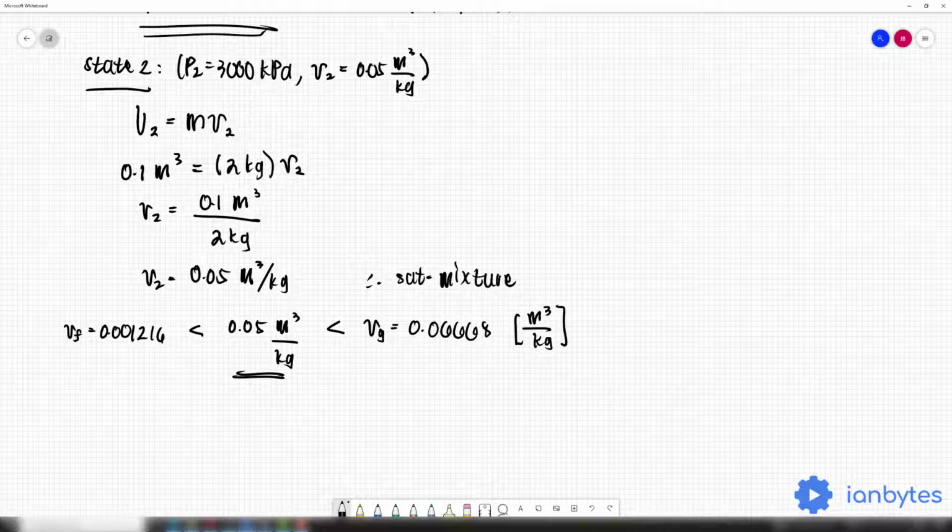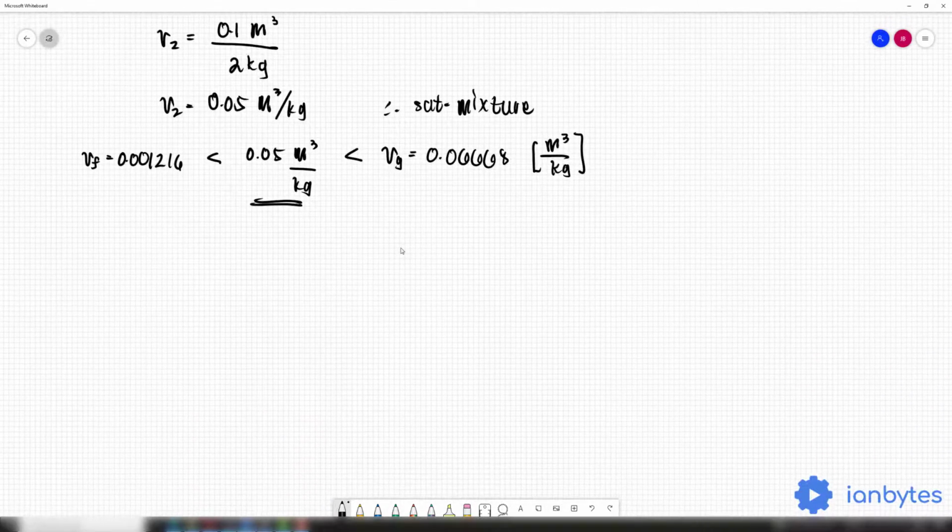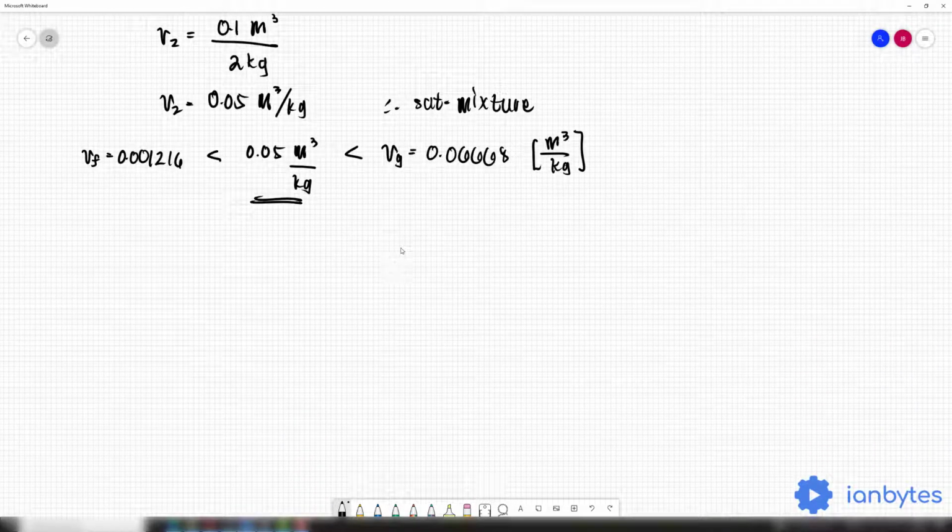There you go. That means that certain formulas apply. Certain formulas such as V2 is equal to Vf at state 2 plus Vfg at state 2 multiplied by the quality at state 2. Okay? So remember, this is one of the formulas that will apply if you have a saturated mixture.